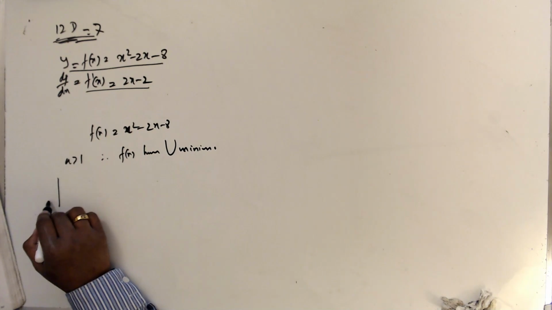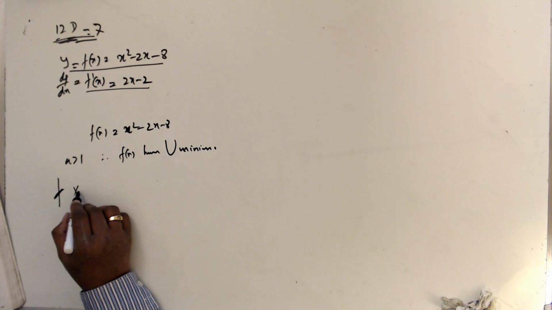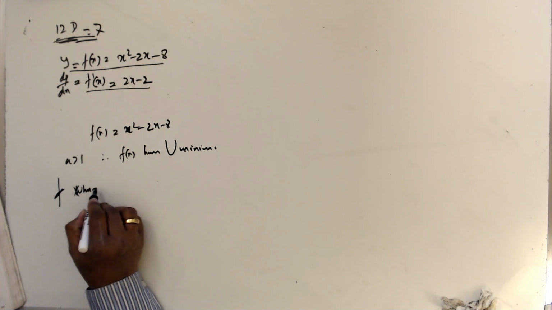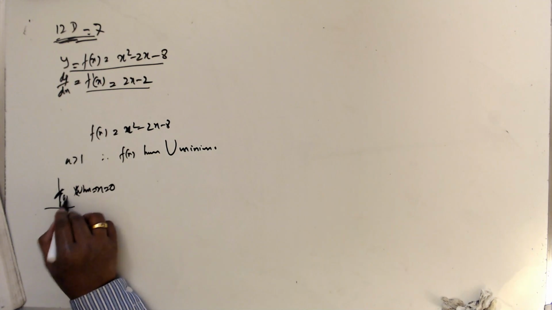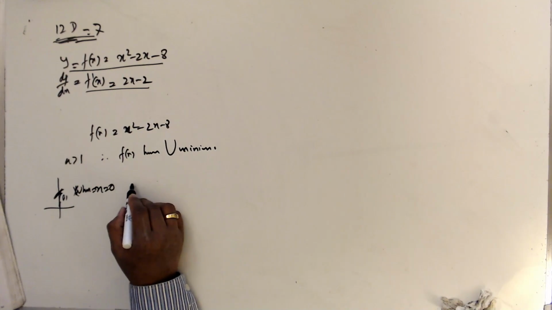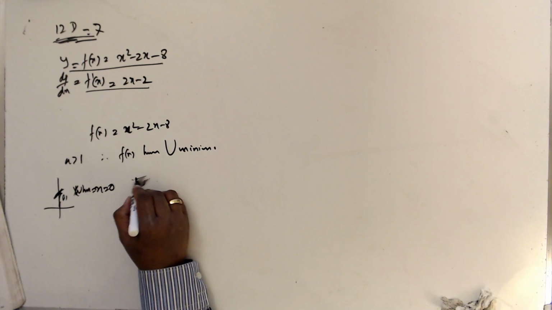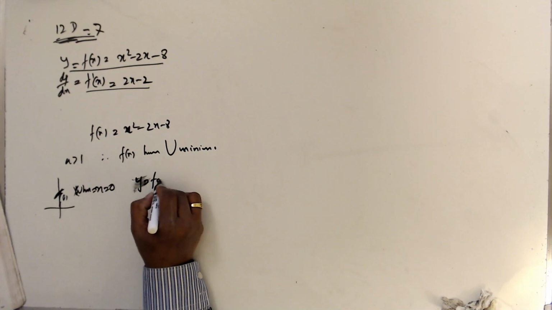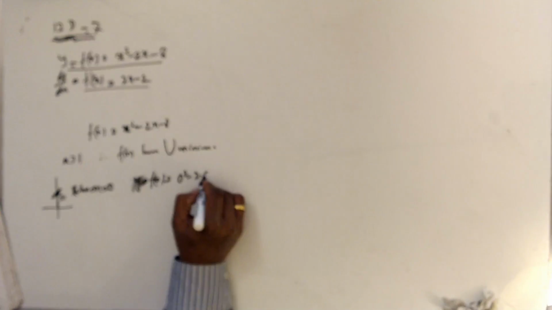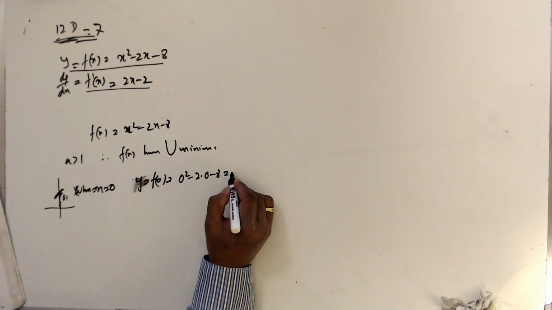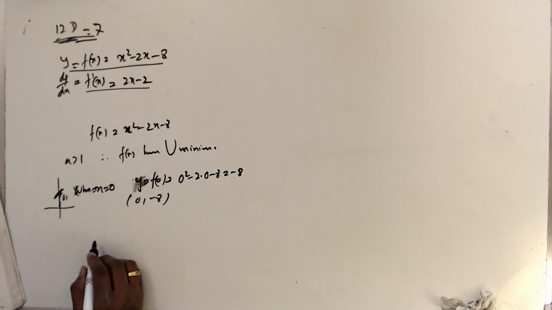Now we'll find where the curve cuts the y-axis. It means x equals 0. When x equals 0 at the y-axis, f(0) is 0 square minus 2 times 0 minus 8. So that is minus 8. So it is going through the point (0, minus 8).